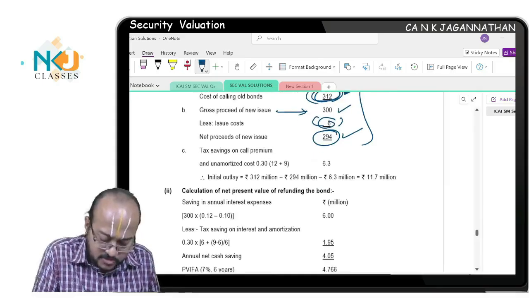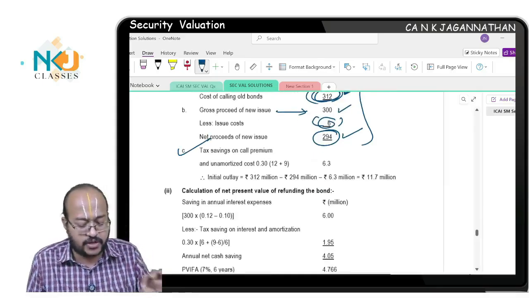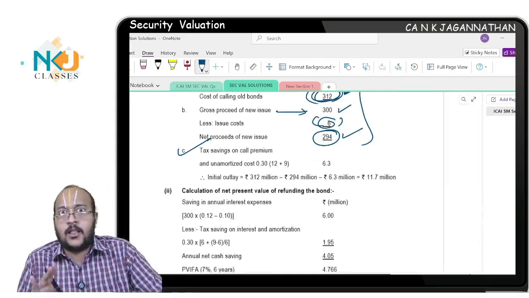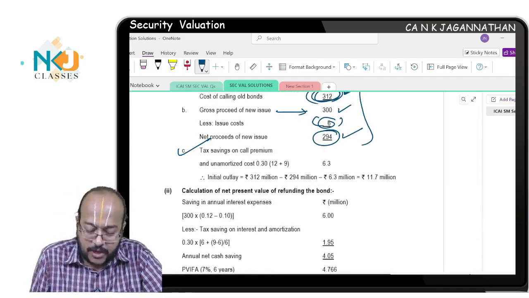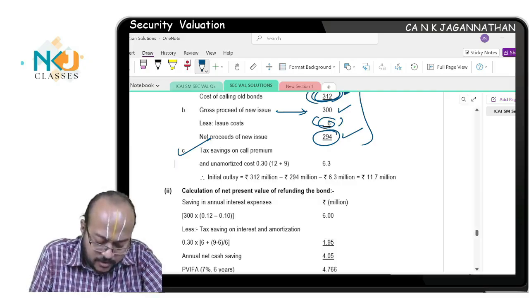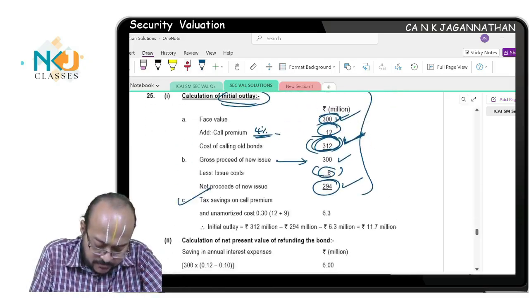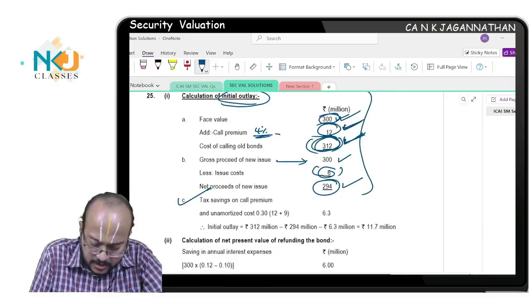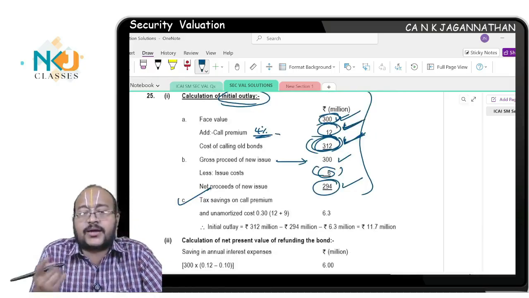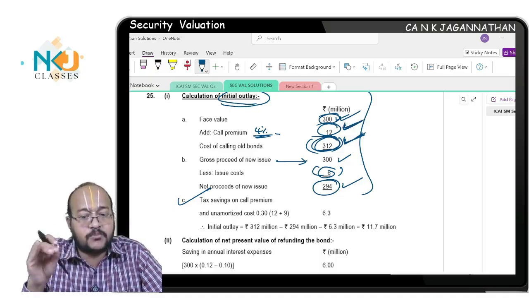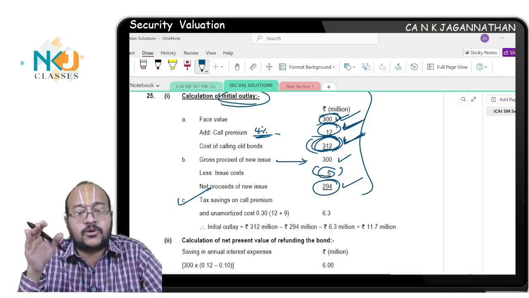Okay, one more adjustment is there: tax savings on call premium. Very simple, I'll tell you what it is. You have paid a premium. How much is the premium? 12 million is the premium, correct? This will save you tax, which means this is an expense. This premium will be instantly debited to your P&L.